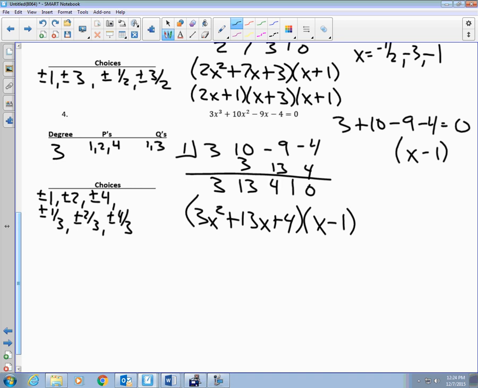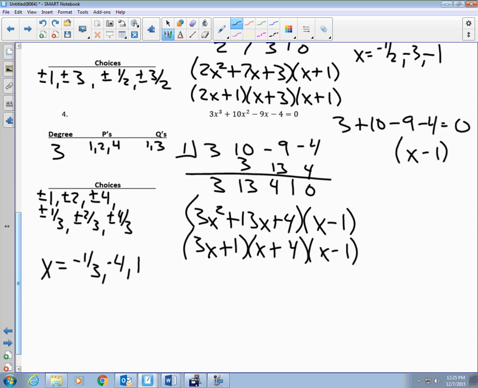So we get 3x squared plus 13x plus 4 times x minus 1. That's how it factors. And does 3x squared plus 13x plus 4 factor? So our solutions are? Not too bad.